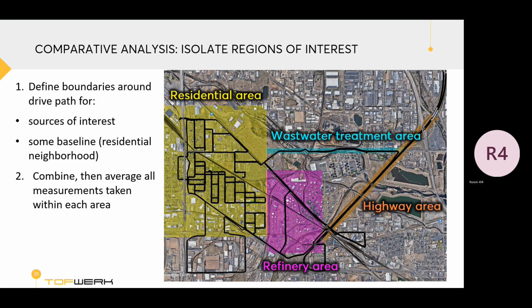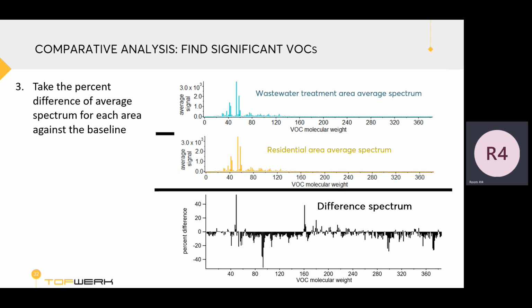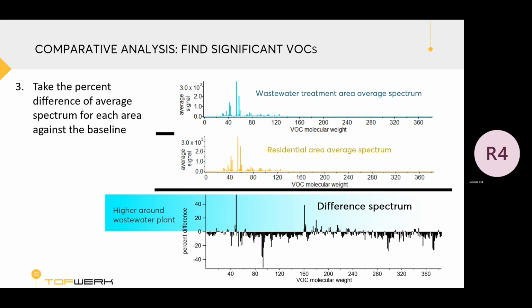And then next, what we do is we take the average measurement from one area and subtract it from the average measurement of the residential neighborhood. This gives us a difference spectrum. We show it as a percent difference so that the VOCs with high concentrations don't dominate visually. So in this difference spectrum on the bottom, any peaks that are positive have higher concentrations in the area around the wastewater plant. And any that are negative are higher in the neighborhood.